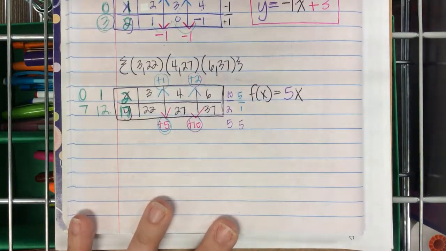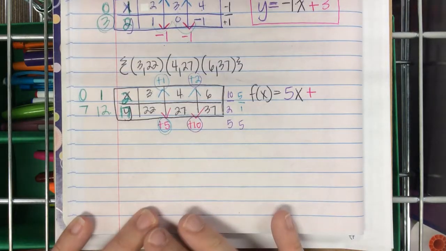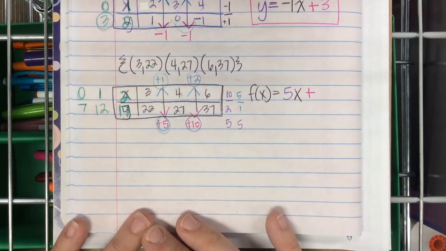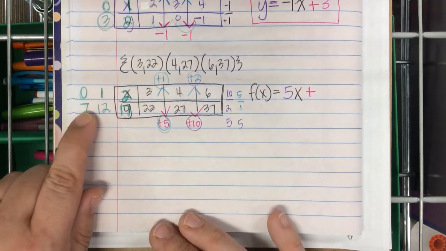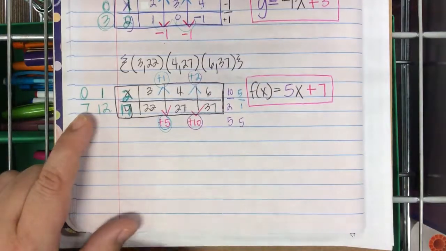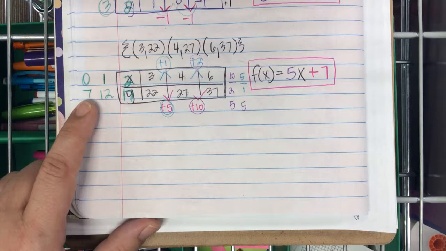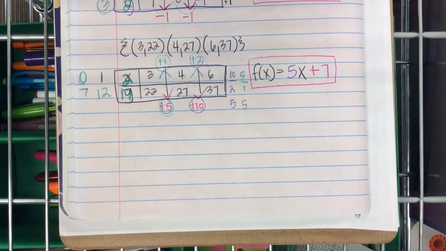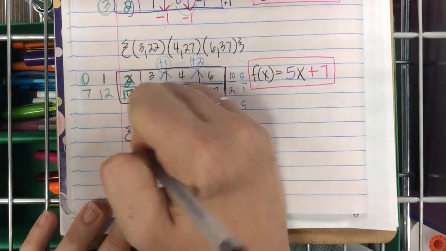x plus, what's my 7? My y value when x is 0 is 7. All right, one more.